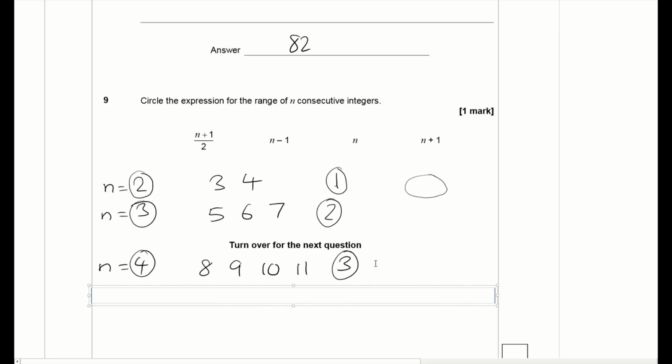So there's enough here to establish a bit of a pattern. You can see that whatever value you've got for n, here 2, 3, 4, the value for the range is always 1 less than the value for n. Well, that's enough to establish a pattern and state the correct answer, which would have to be n minus 1.